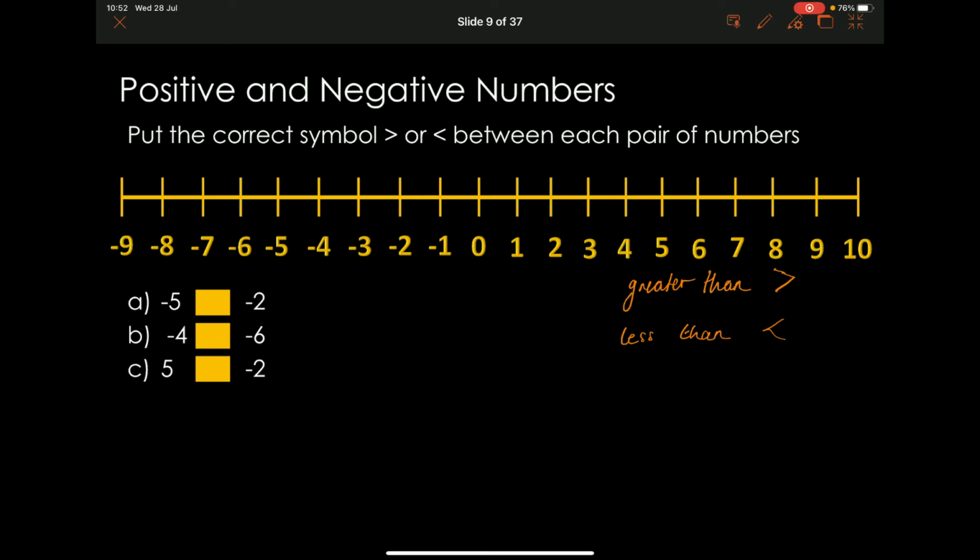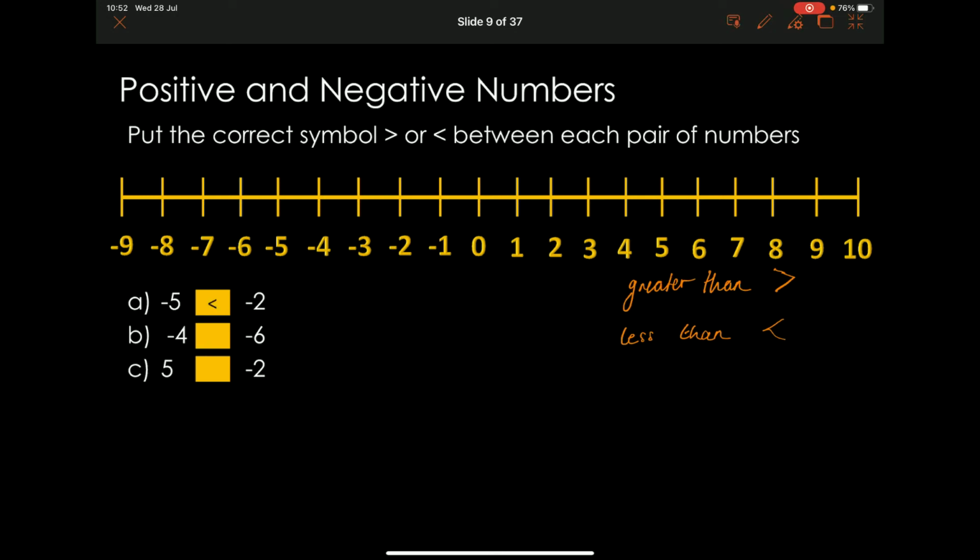So, can you put the correct symbol in the boxes for each pair of numbers? Is -5 greater than or less than -2? Is -4 greater than or less than -6? And is 5 greater than or less than -2? All right, if you pause the video and had a go, here are your answers.